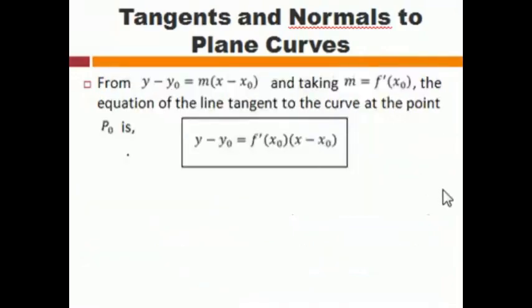From y minus y sub 0 is equal to m multiplied by x minus x sub 0, and taking m equal to f prime of x sub 0, the equation of the line tangent to the curve at the point P sub 0 is y minus y sub 0 is equal to f prime of x sub 0 multiplied by the quantity x minus x sub 0.